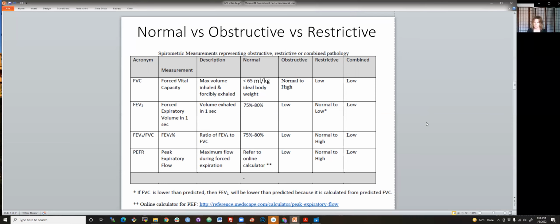If they have a restrictive disorder, it could be normal to low. It depends. There's a lot more to it than that. We'll talk more about that later. If they have a combined disorder, it will also be low. Now, keep in mind that the FEV1 here is very dependent upon the FVC. So if somebody's FVC is low and the FEV1 was calculated or predicted based on normal lungs, the FEV1 will be low no matter what. So we won't use FEV1 all by itself. It's just here so that we understand what it is.